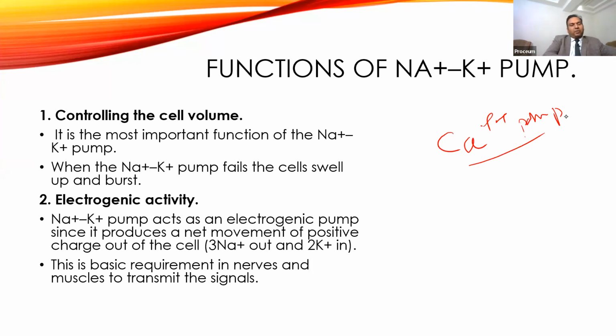permeability is related to diffusion or passive transport mechanism.